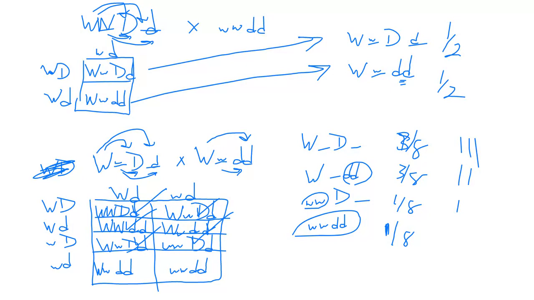Big W, little d, white sphere. And little w, little d is our yellow sphere. 3, 3, 1, 1. We have 8 options in the table, right? 8 possible offspring. So 3 out of 8, 3 out of 8, 1 out of 8, 1 out of 8. Questions?